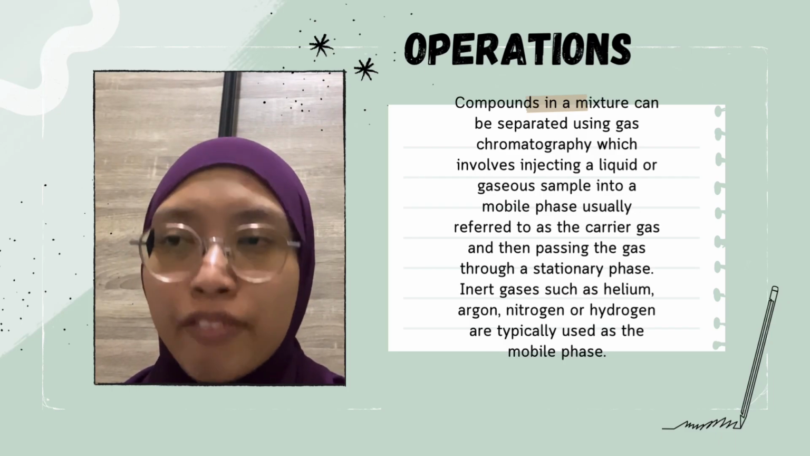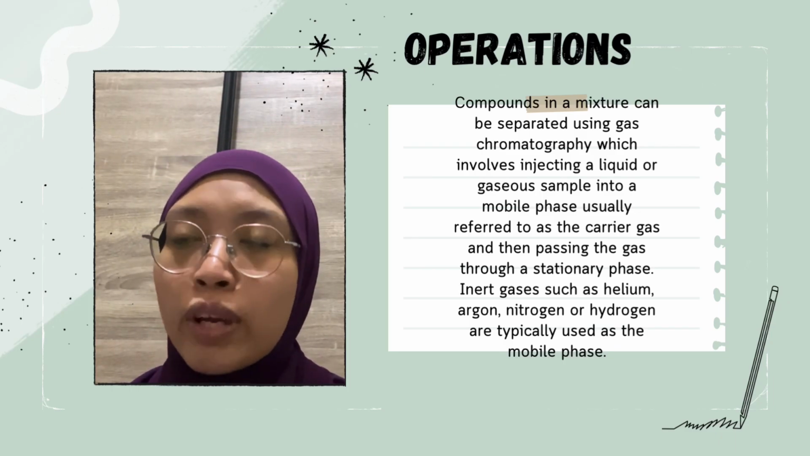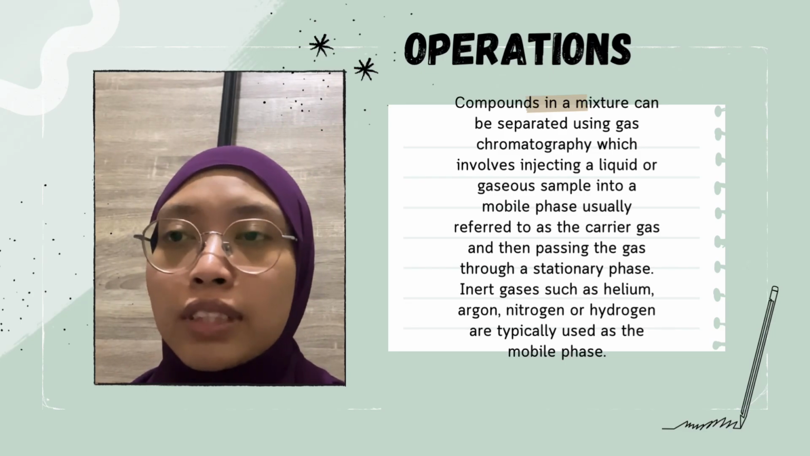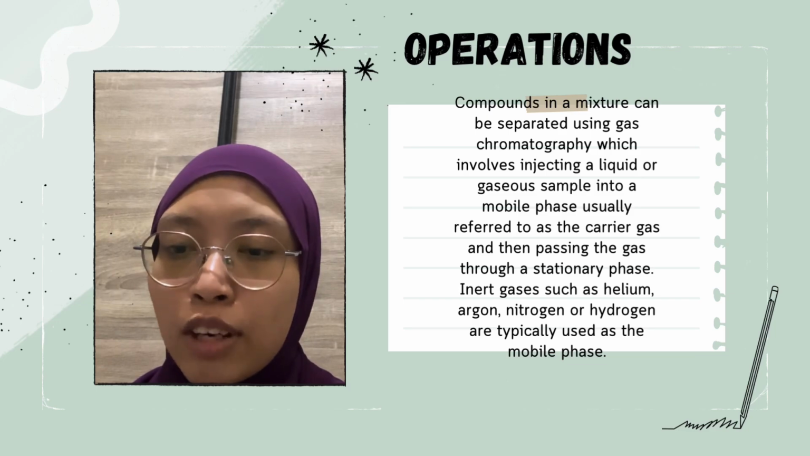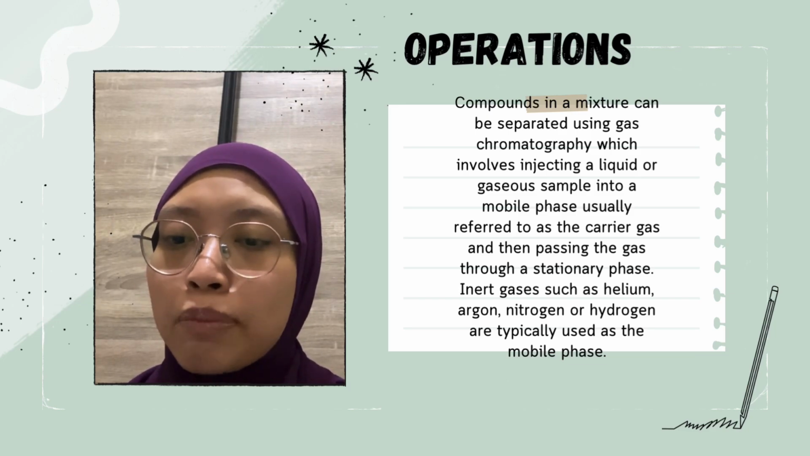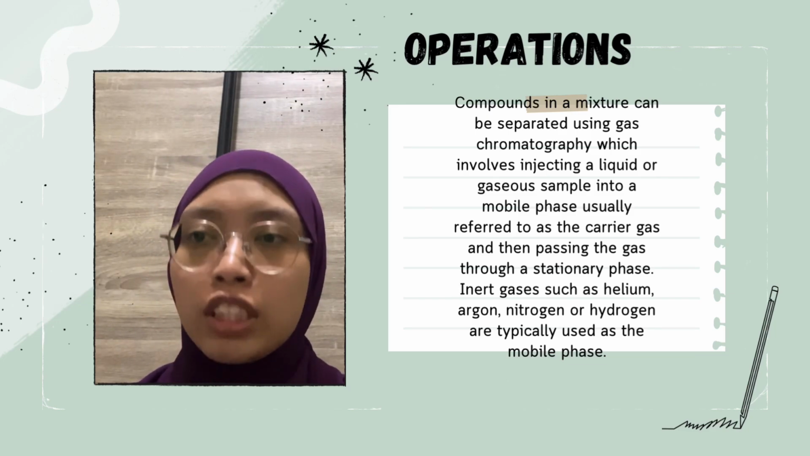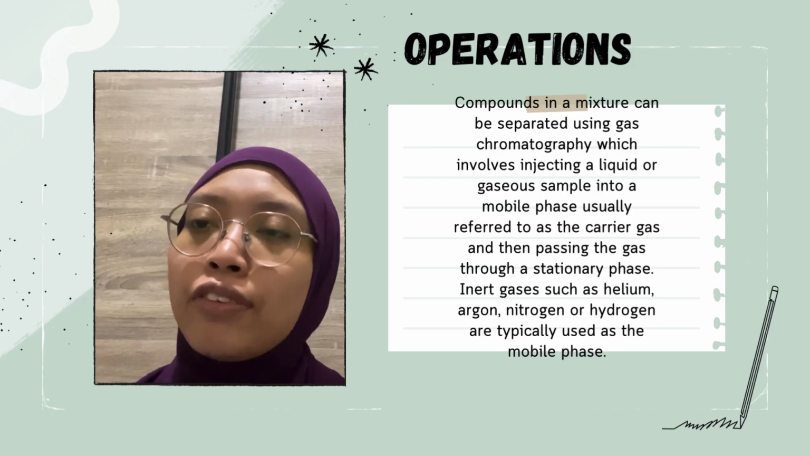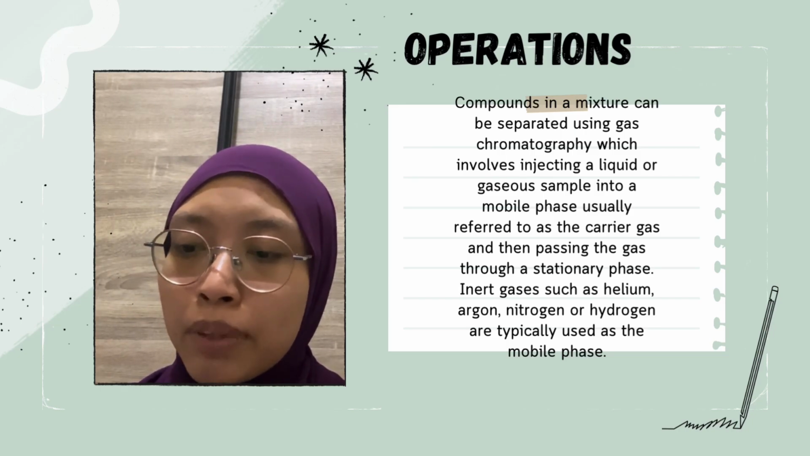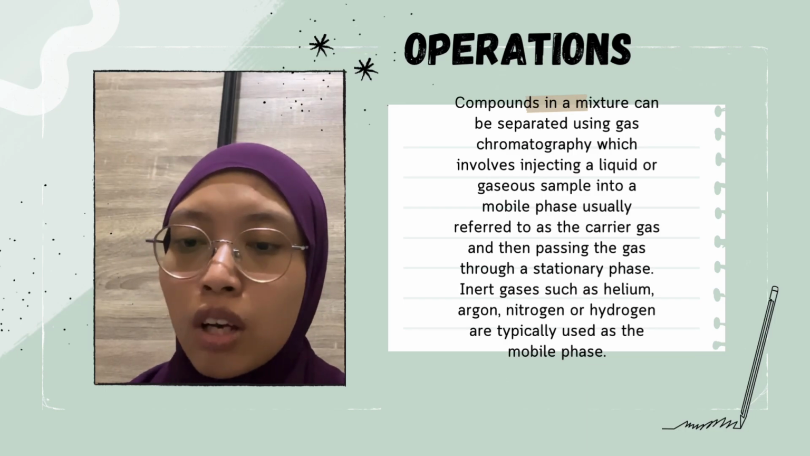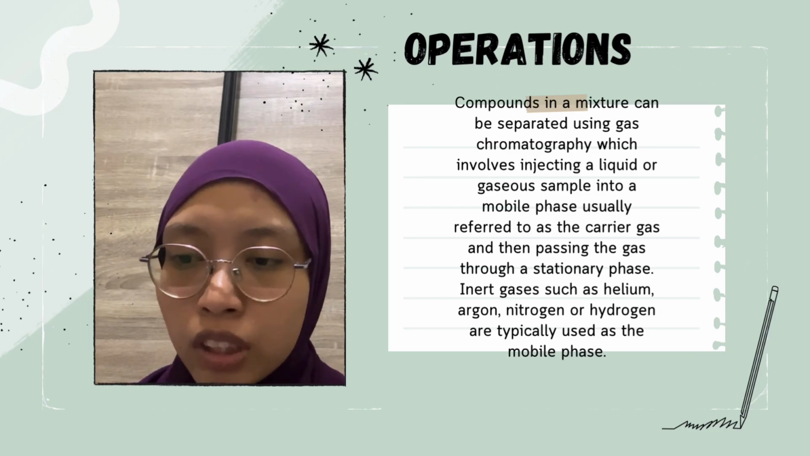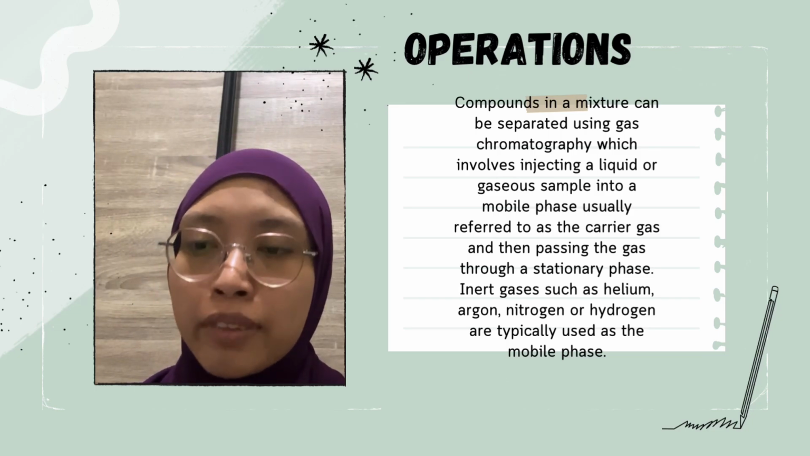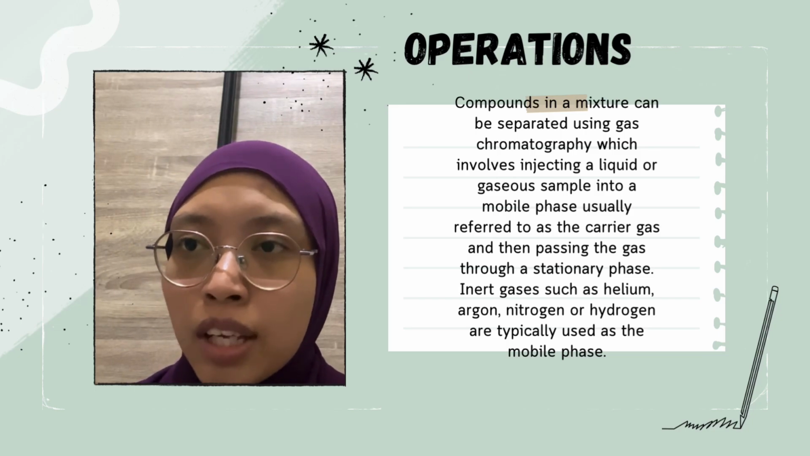The factors that affect the separation are, first, the stationary phase, the column lining or filling, with which the sample's components will interact. Then the column temperature will affect how quickly the sample components will elute. And the vapor pressure, as the sample components separate based on their vapor pressure.